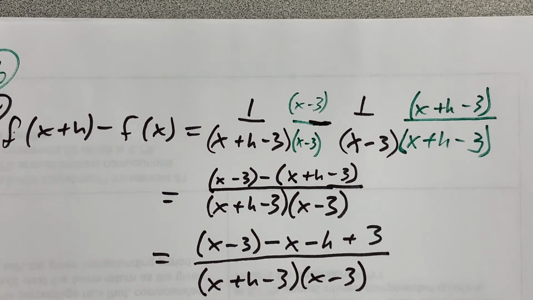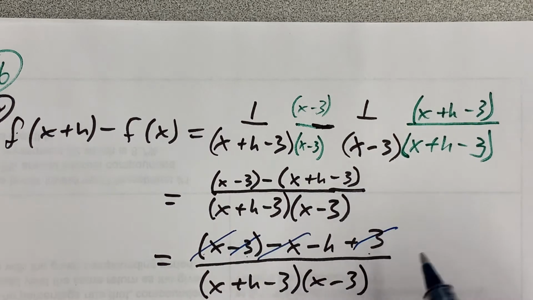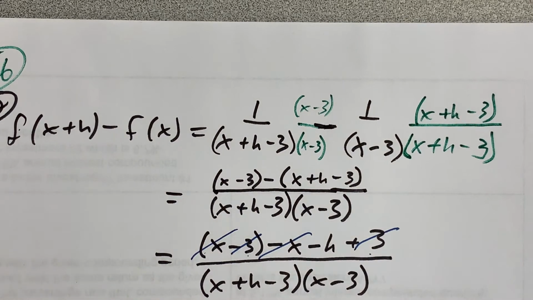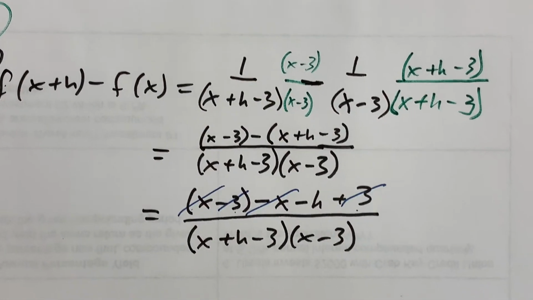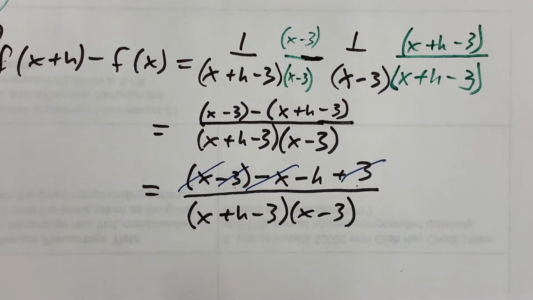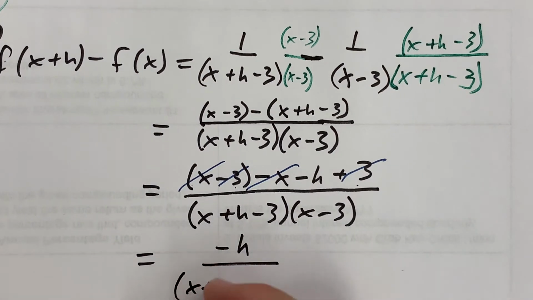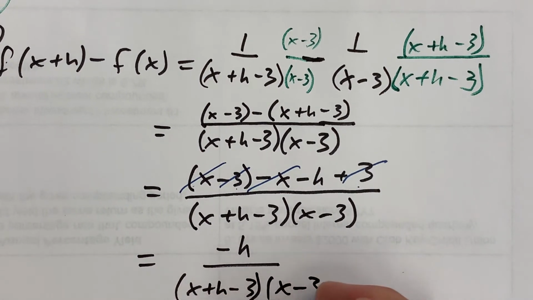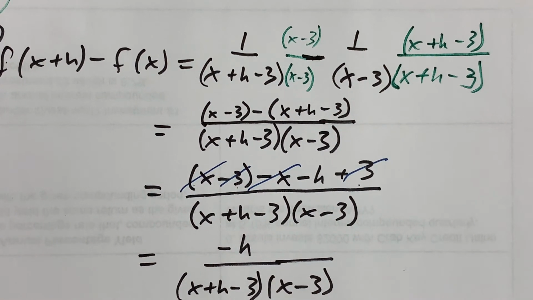Okay, hopefully some things will cancel out here. So I have x minus x. Oh, that's good. Negative 3 plus 3. Oh, that's good. That's 0. I'll be left with negative h. Fantastic. Is that all right? Okay. So I end up with this: negative h over x plus h minus 3 times x minus 3. Wonderful. That's good, right? Because that's one term. Is there an h in each term? Yeah, there's one h as a factor of the one term, so we're good.